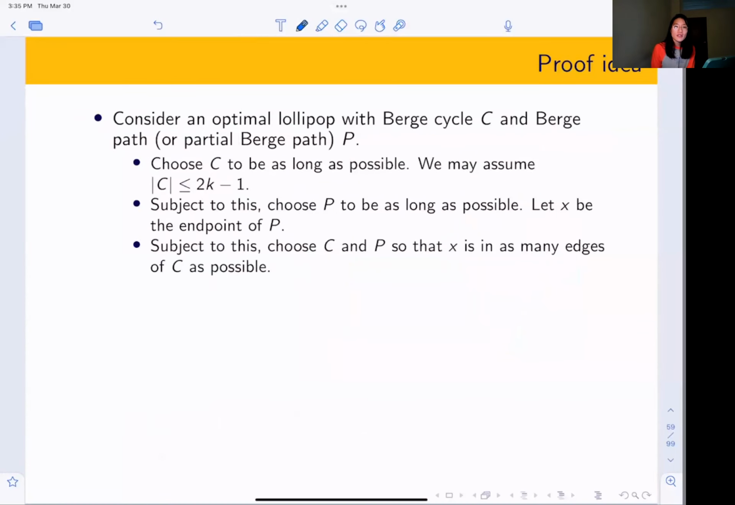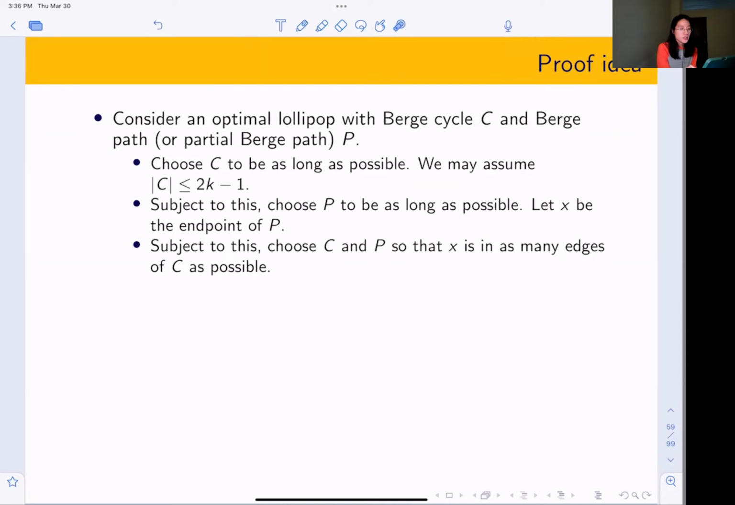Okay, so the proof idea starts very similar to the lollipop proof of Dirac. Here we're going to now take Berge lollipops. So we have some Berge cycle C, Berge path P, connected at one vertex. And we're going to first choose C to be as long as possible. Or for the sake of contradiction, we assume that the length of C is less than 2k.